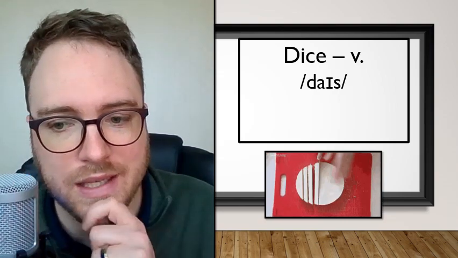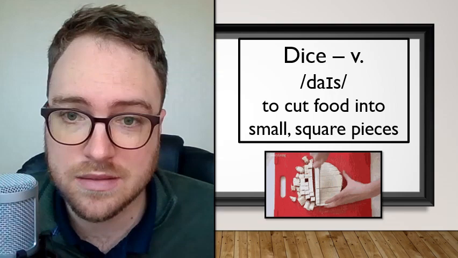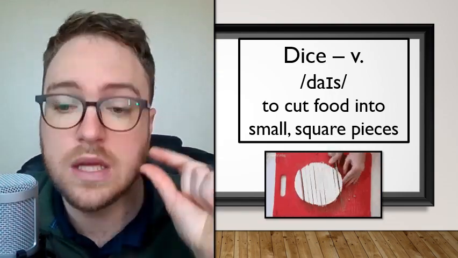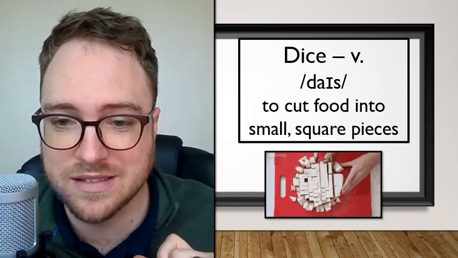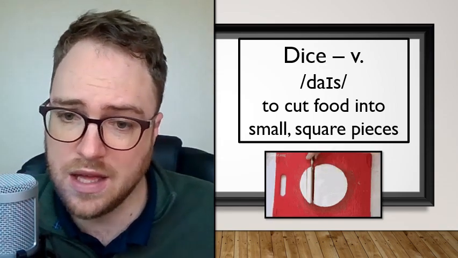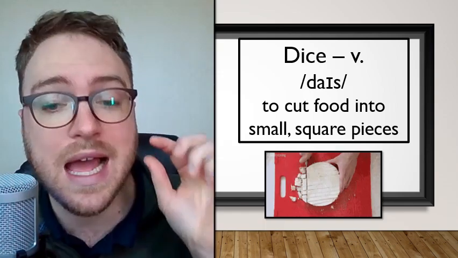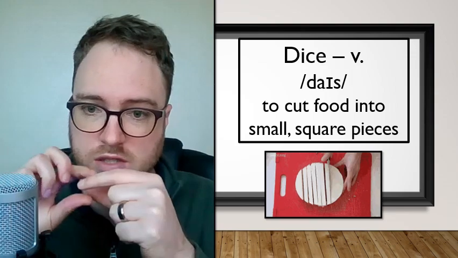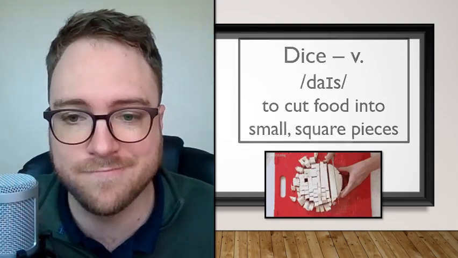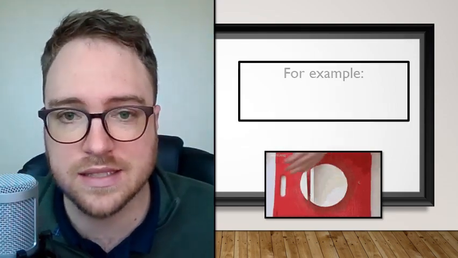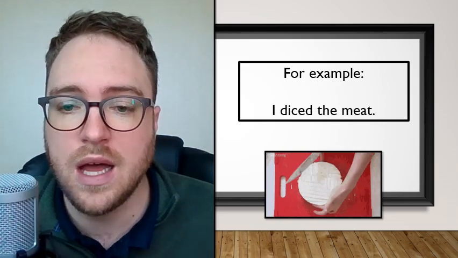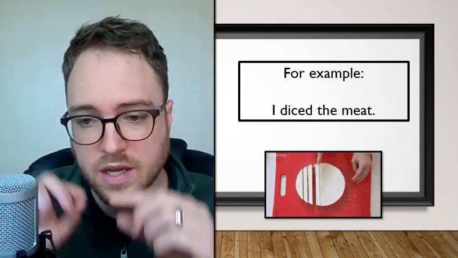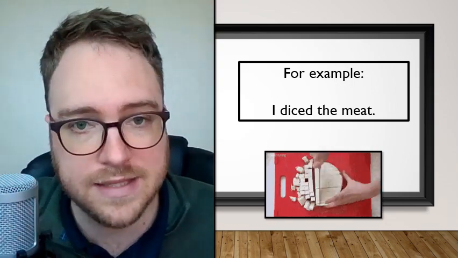So, what do you think? What does dice mean? To dice means to cut food into small square pieces. When you're dicing something, they should be the same size as a small dice. It's a small square or cubed piece. Let's see it used in a sentence here. For example, I diced the meat means that you cut the meat into very small square pieces.